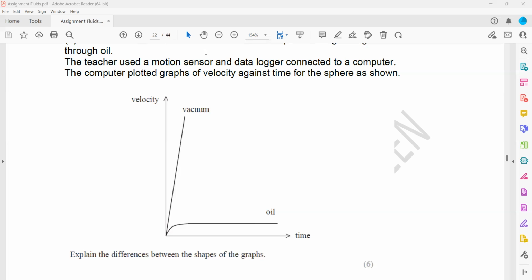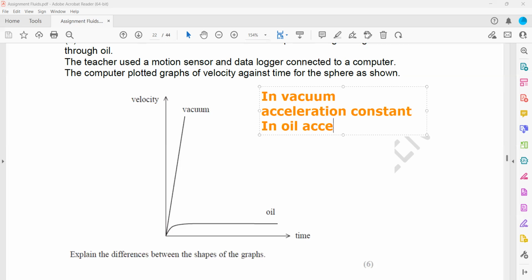So points here: in vacuum, the acceleration is constant. In oil, acceleration decreases first, then 0. Like there's no acceleration. So these are 2 points, 2 marks.